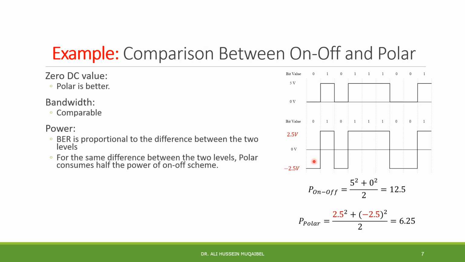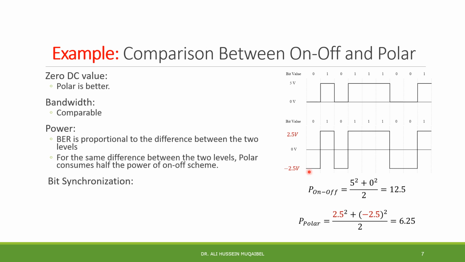Of course, there are other trade-offs, including the number of voltage supplies. But remember, the power is related to the square, so it's better to be close to 0. So we conclude that for the same difference between the two levels, polar consumes half the power of the on-off scheme. You can prove this as an exercise. Try to fix the power and see how much the spacing is between the two. You'll find that you have more spacing. So if you fix the power, then you work backwards. You make this an unknown, A and minus A. You make this equal to 12.5. You solve for A, and you find how much the spacing would be if the power was the same.